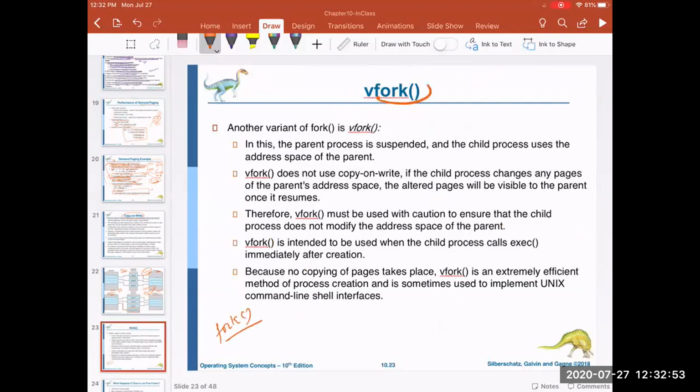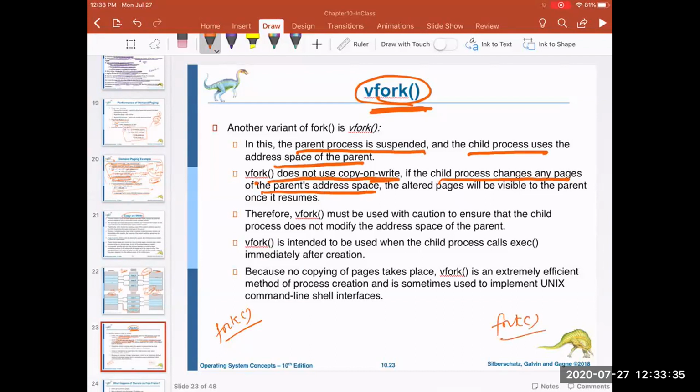Now if we don't want the parent process to create multiple copies, then we have a variant of fork called vfork. In this case, the parent process is suspended. The child process uses the address space. Vfork does not use copy on write. Remember this, it does not use copy on write. If the child process changes anything, it is done in the same space at the same location. It does not create copy on write, whereas fork creates copy on write.